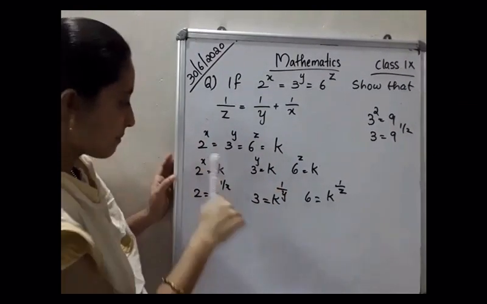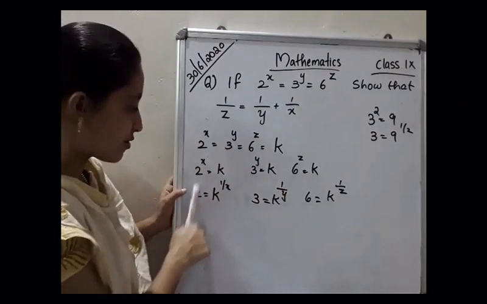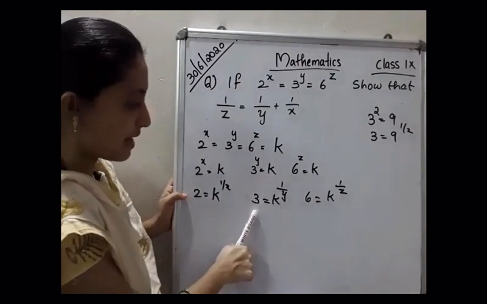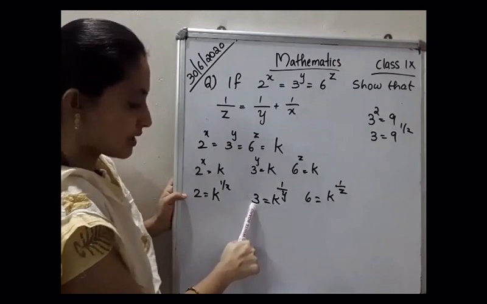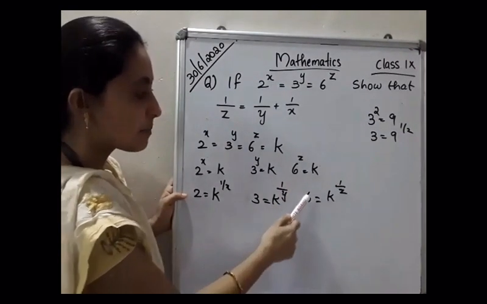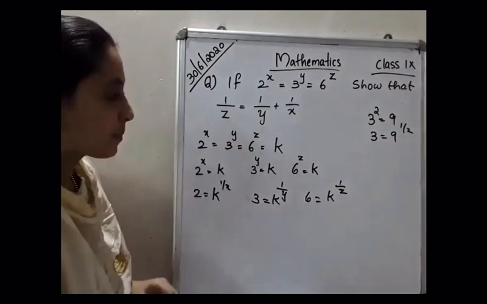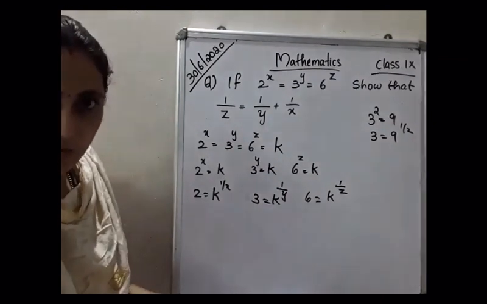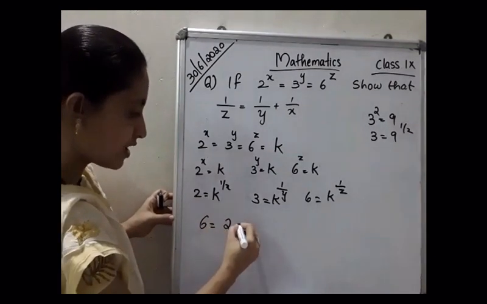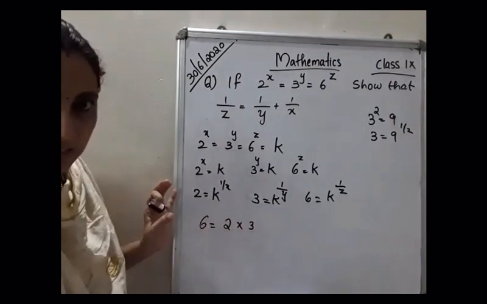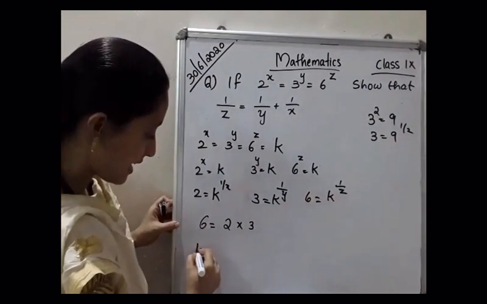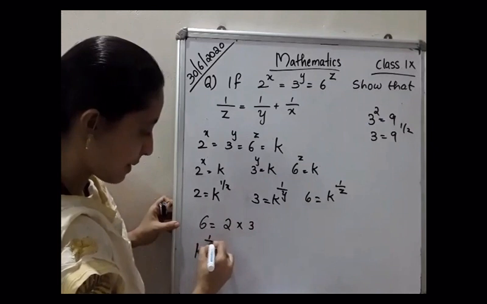Hope you understood that. So 2 raised to x is equal to k implies 2 is equal to k raised to 1 by x. 3 raised to y is equal to k implies 3 is equal to k raised to 1 by y. 6 raised to z is equal to k implies 6 is equal to k raised to 1 by z. Then now listen here please. 6 can be written as 2 into 3. So 6 is k raised to 1 by z.